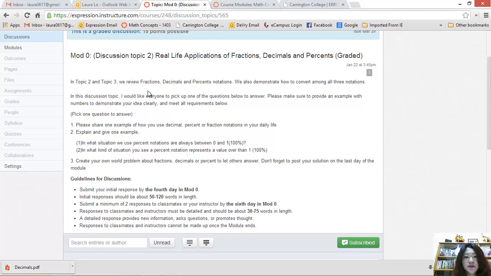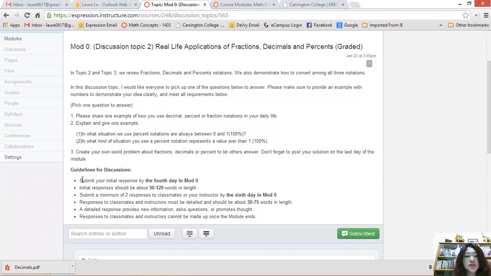The most important thing for discussion is you always need to follow the timeline here. For example, this one you need to submit your initial response by the 4th day of module 0. That will be March 29 on Thursday. And I also have a length requirement for your initial post. You need to write 50 to 120 words in length.